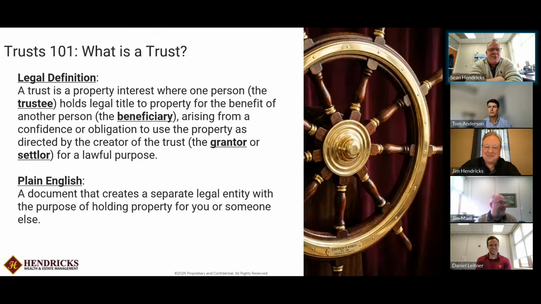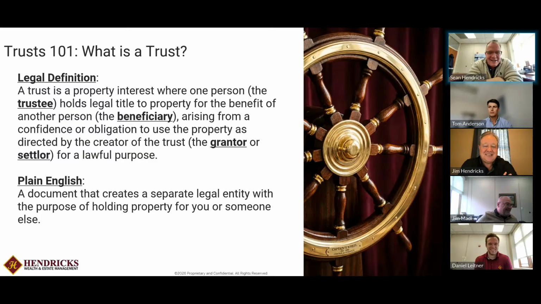But starting with Trusts 101. So what is a trust? So there's the legal definition of a trust, which might be great for lawyers, but the legal definition says that a trust is a property interest where one person, the trustee, holds title to the property for the benefit of another person, the beneficiary, arising from confidence or obligation to use the property as directed by the creator of the trust, the grantor or the settlor, for a lawful purpose. That's awful. That's why nobody likes lawyers.